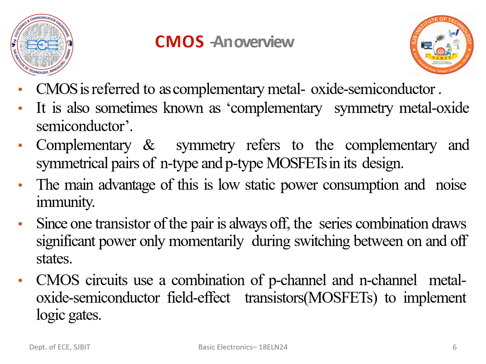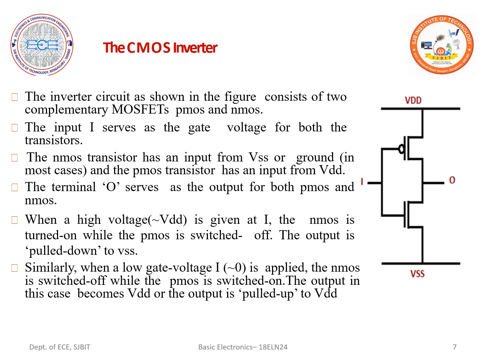CMOS circuits use a combination of P-channel and N-channel metal oxide field effect transistors to implement any of the logic gates. So a complementary version should be available whenever we use CMOS technology. Now, one of the main applications of CMOS is as an inverter circuit. So the CMOS inverter circuit is as shown here.